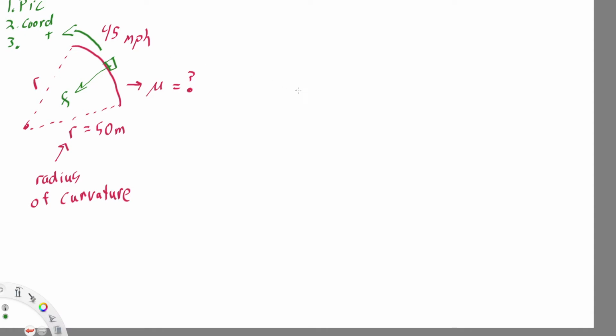Okay. Wait, wouldn't that F stand for force, not friction? Because usually I use capital F for force and scripty F for friction. Okay. Oh, so the friction is going towards the center, not towards the back of the car.